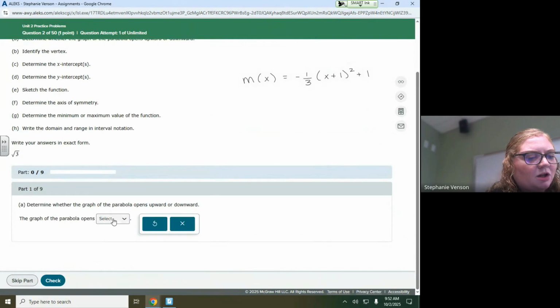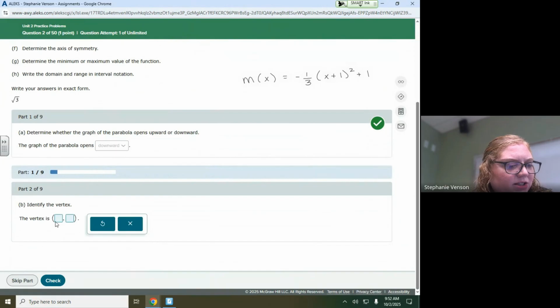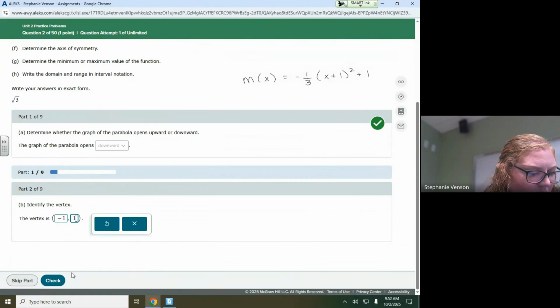So does that parabola open upward or downward? Downward. Yeah. And how do you know, by the way? Because we didn't talk about that. Negative. A is negative. Good. So vertex is h comma k. Change the sign of h, keep the sign of k. So what is your vertex? Negative 1, 1. Easy enough.